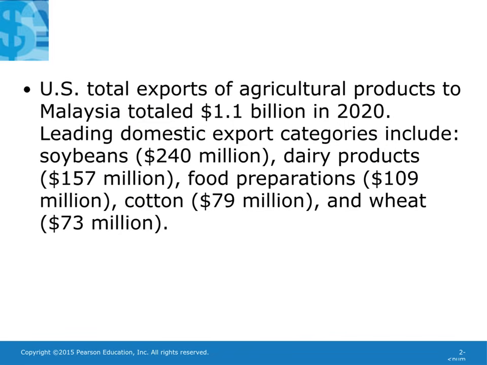To bring our discussion back to a local context, let's look at what Malaysia actually buys from the United States. In 2020, our agricultural imports from the US totaled $1.1 billion. If you look at the categories listed here, you'll see a clear pattern. Our biggest import is soybeans, at $240 million, followed by dairy products and food preparations.